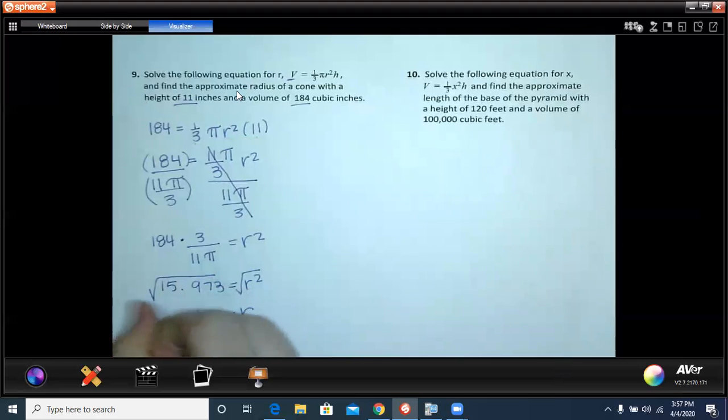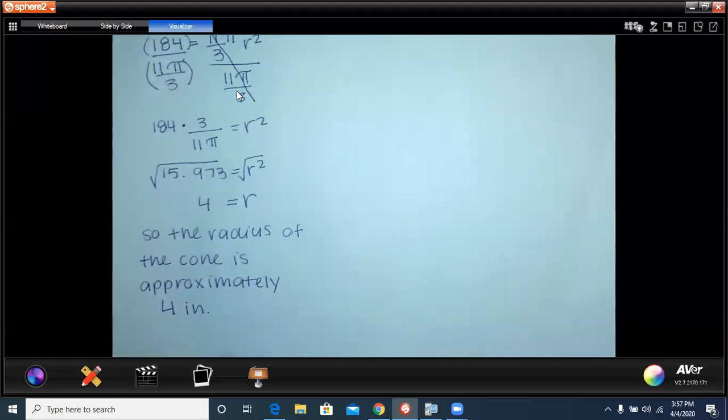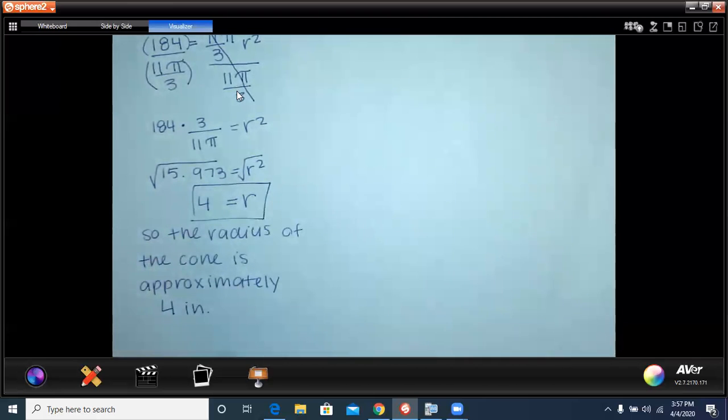So the radius of the cone is approximately 4 inches. Oops, sorry about that. All right. So radius of the cone is approximately 4 inches.